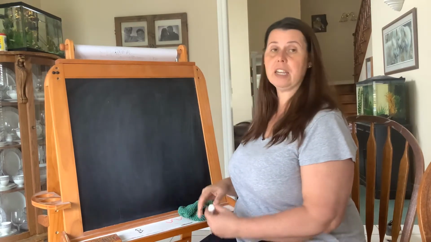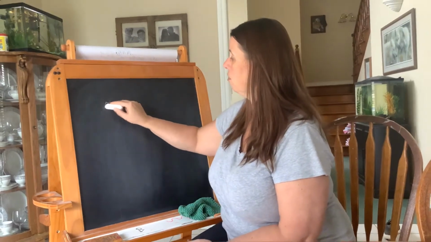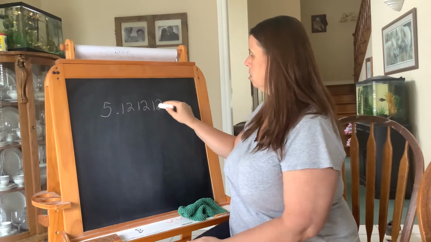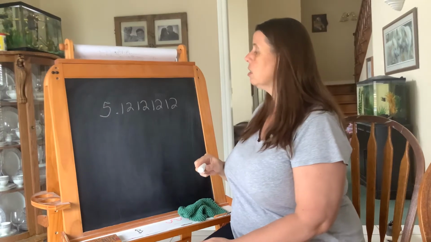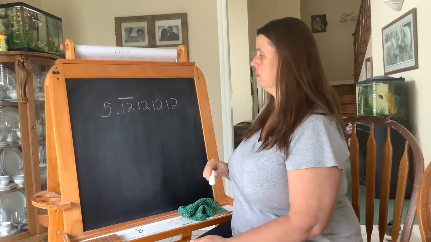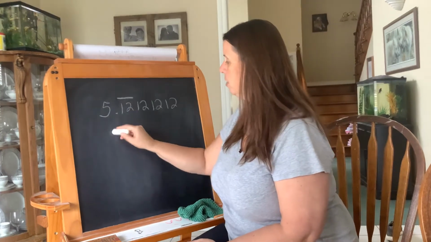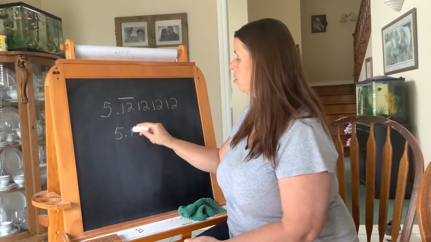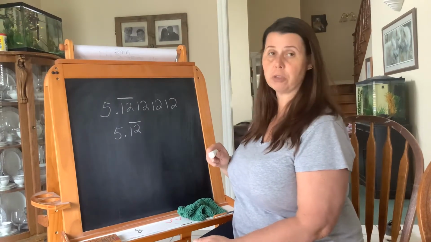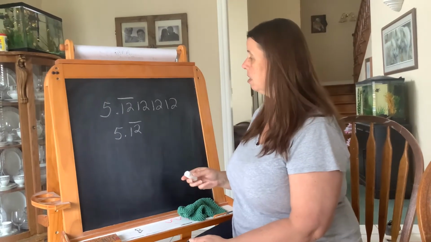Now, things can repeat in different ways. Like you could have 5 decimal 1 2 1 2 1 2 1 2. So the part that repeats, you put the bar over both of them. So if I was writing 5 decimal 1 2 1 2 1 2, I would write 1 2 with a bar over it, over both the numbers, because they both repeat.